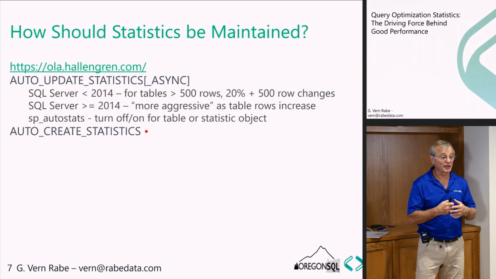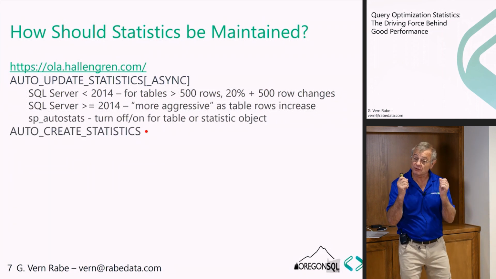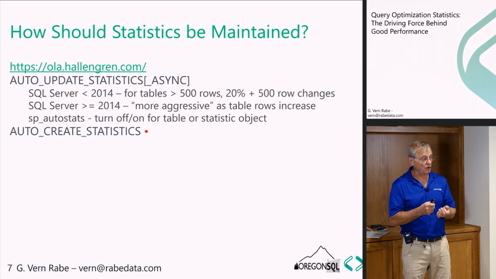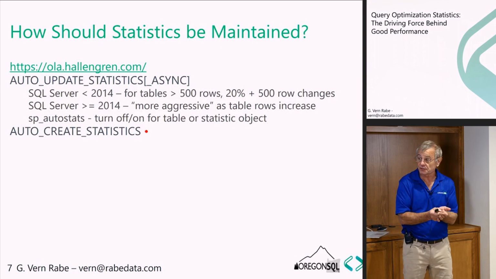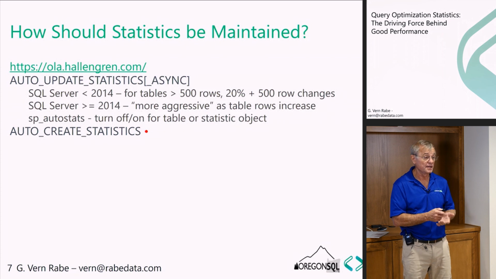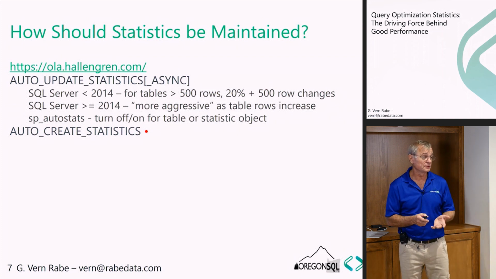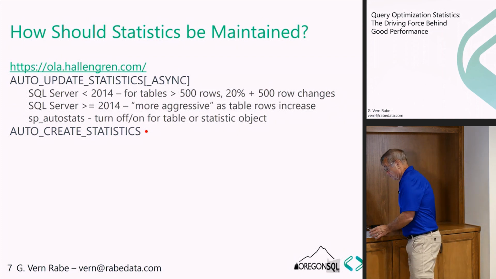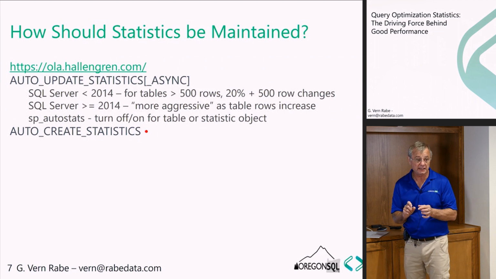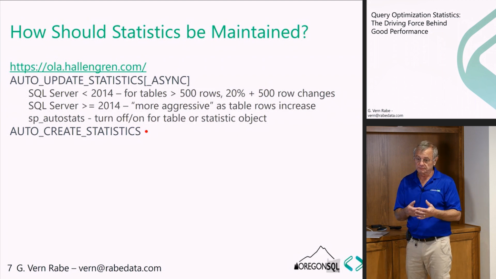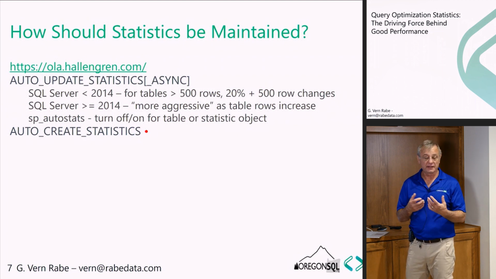Auto-create statistics. Again, I mentioned to you that by default, if a column is referenced in a predicate and there's no statistics for it, they will get created. You can turn off that behavior. It's a pretty rare case that you want to turn it off because the statistics objects are tiny. They don't take much work to maintain them, and they're very valuable.